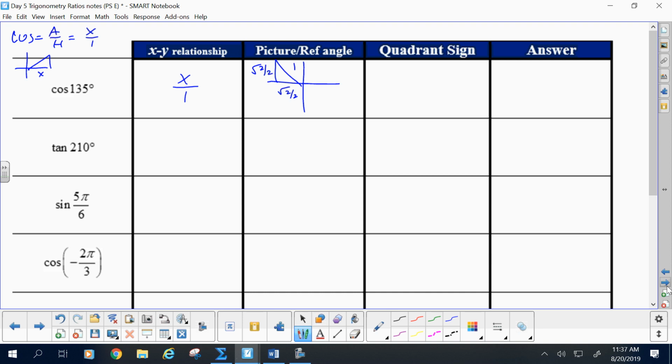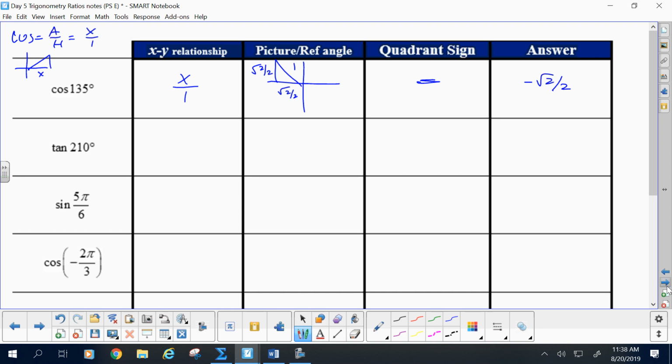And the sign: cosine is x, x is negative in that quadrant, and so what do we say, positive or negative? Negative. And so what is our final answer? Cosine of 135 is negative root 2 over 2 over 1. Remember, cosine is just the x with the sign. Cosine of 45 degrees is root 2 over 2. So with the appropriate sign, it's negative root 2 over 2. You with me?